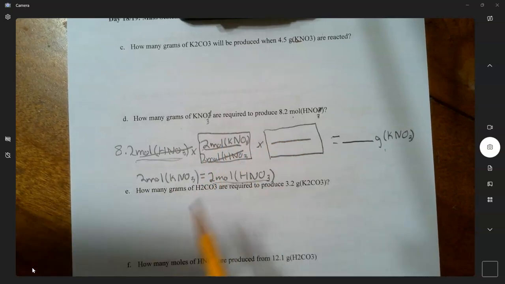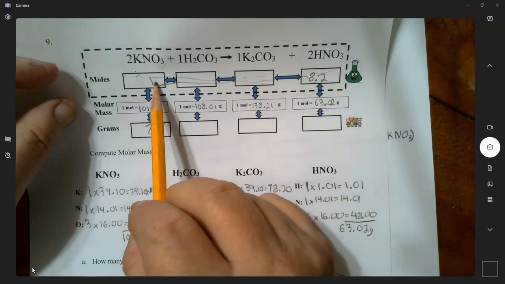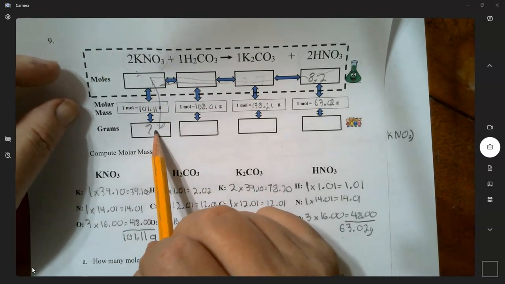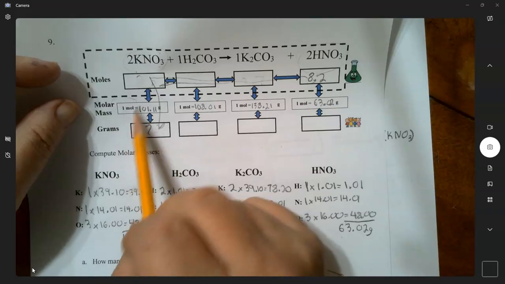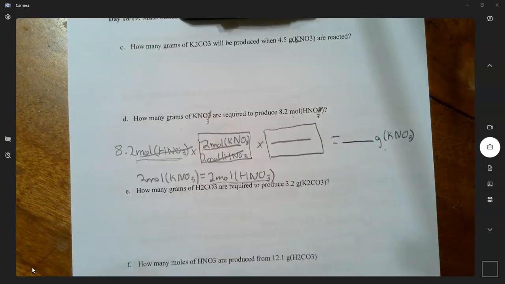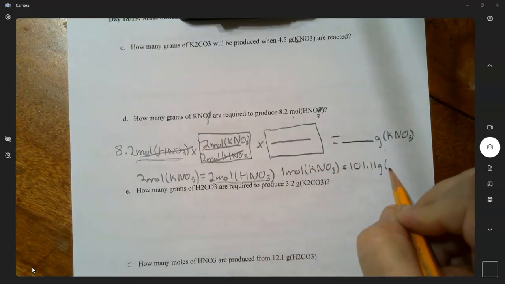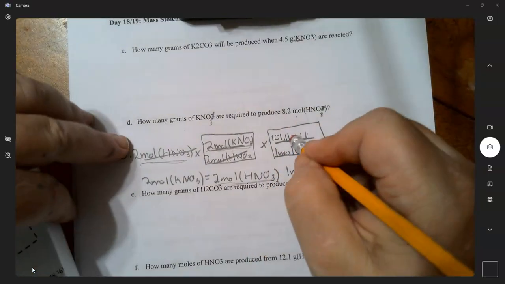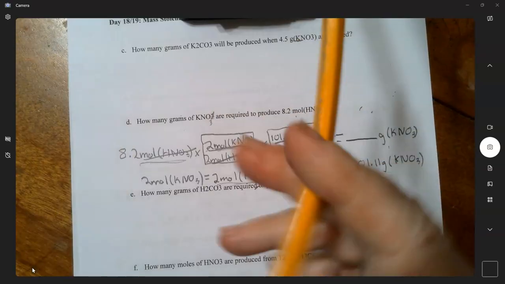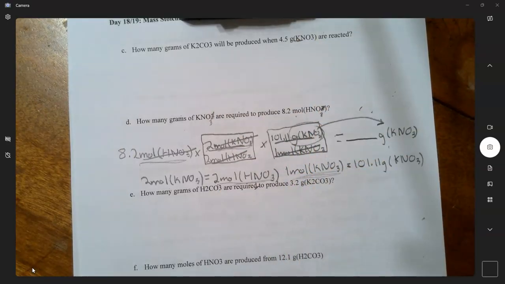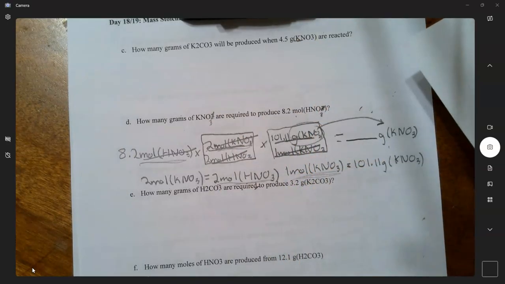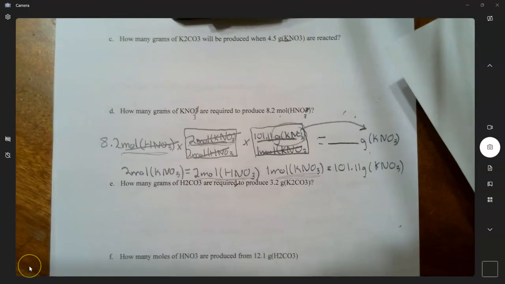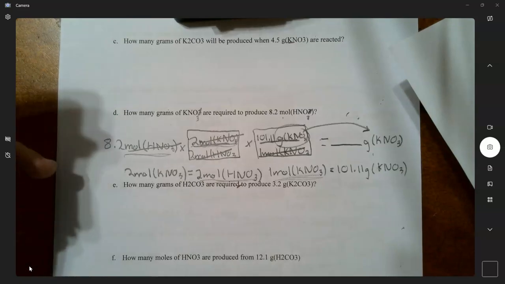So that puts us in the moles of KNO3 box right here, and we need to get down here to our final answer, so we use the molar mass of KNO3. So we multiply everything on top, divide by everything on the bottom.